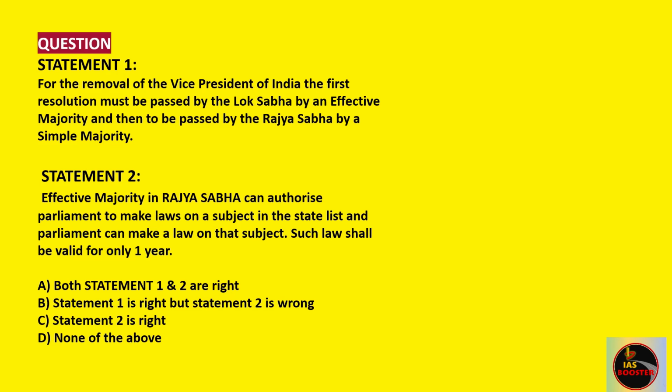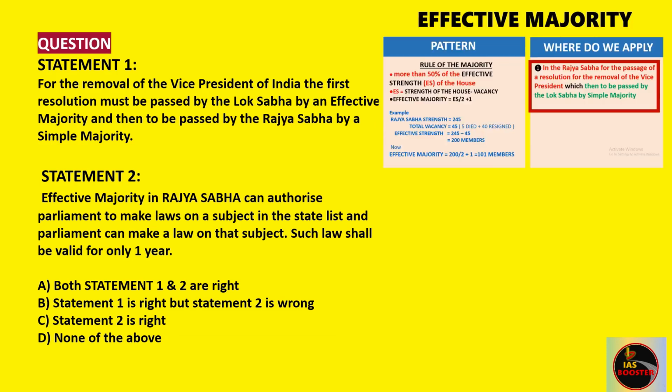The question of the day reads as follows. Follow me, let's read together. Statement 1: For the removal of the Vice President of India, the first resolution must be passed by the Lok Sabha. Let's not read further. Here we have a mistake. For the removal of the Vice President, the first resolution must be passed by the Rajya Sabha, not the Lok Sabha. Only when the resolution is passed by the Rajya Sabha, the Lok Sabha has to pass it by simple majority. So statement number 1 is wrong, and I have already explained this in my lecture.